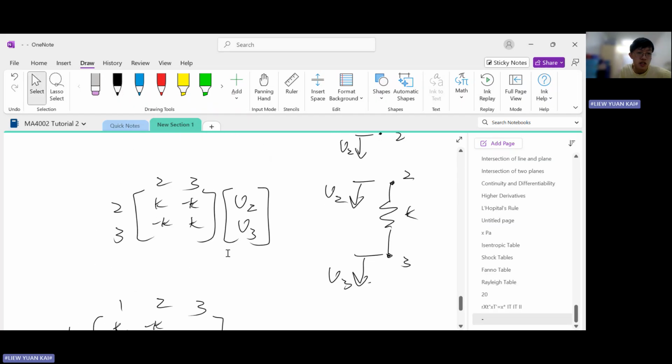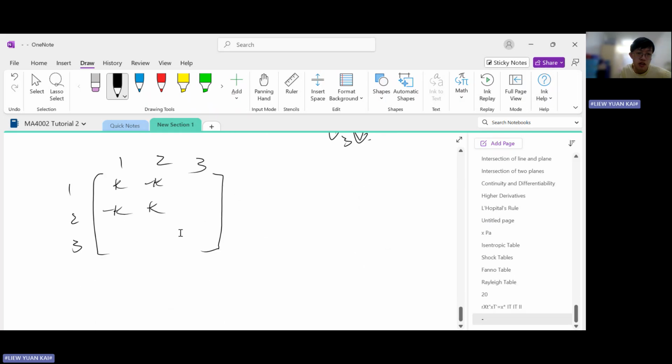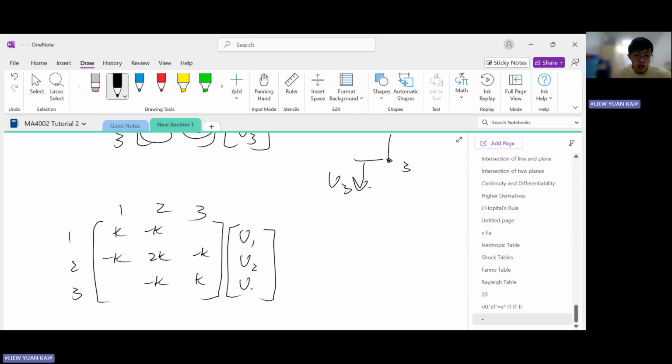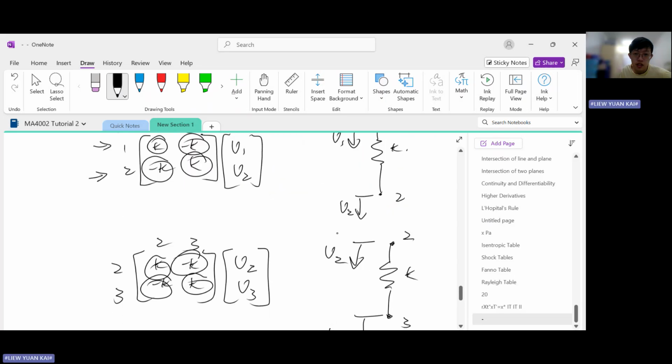The next matrix says row 2, column 2 is K, row 2, column 3 is minus K, row 3, column 2 is minus K, and row 3, column 3 is K. Wherever there are overlapping entries, you add them. So in the middle, K plus K is just 2K. Next, you fill in the displacement vector: U1, U2, U3. And then next is the loading vector, which is the forces F1, F2, F3.